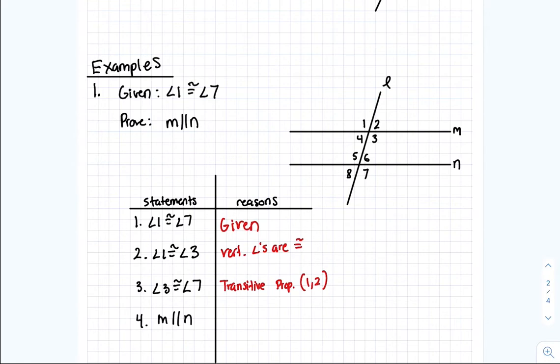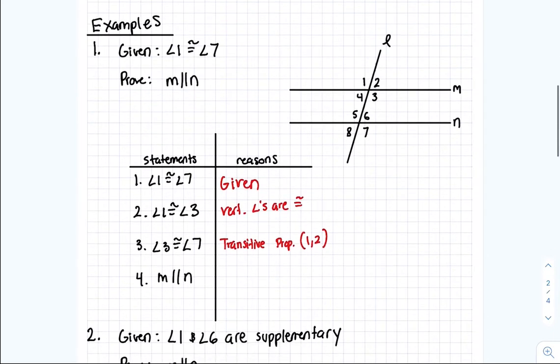Okay, this is what you guys have to recognize. Look at angle 3 and angle 7. We just proved that those two angles are congruent. Well, what type of angles are those? Those are corresponding angles. And since corresponding angles are congruent, we can say M and N are parallel.